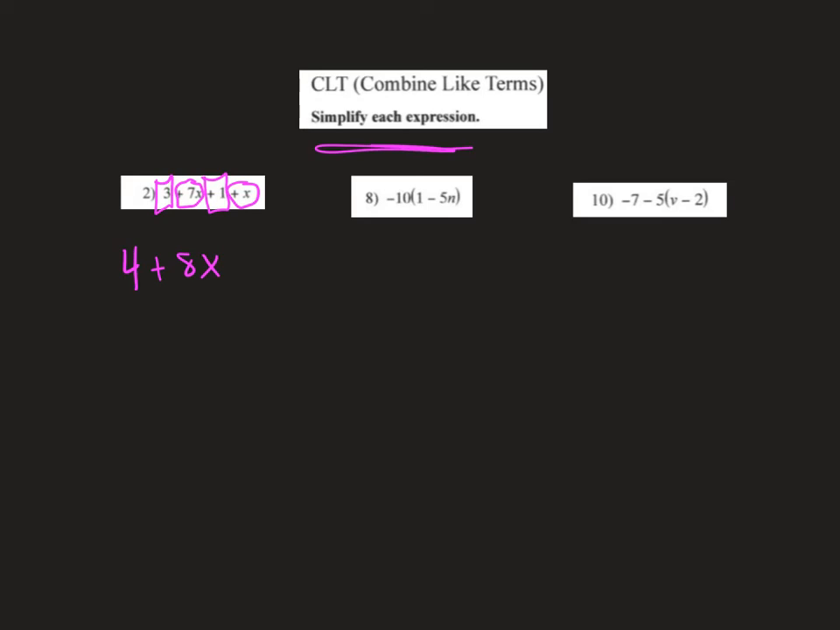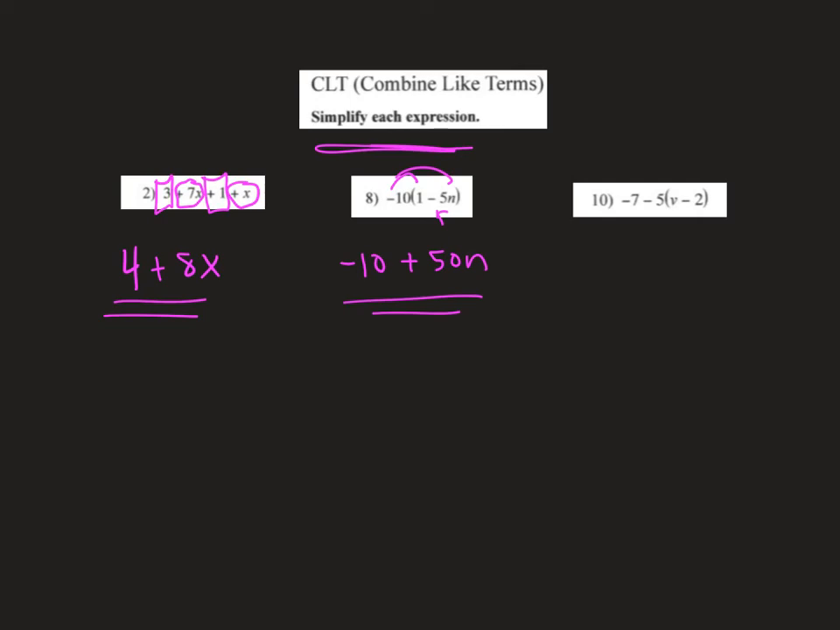Moving on to number 8. Well, I see that we have some distribution, right? I see parentheses. I think distribution, so we're going to multiply that negative 10. So negative 10 times 1 is negative 10. And then negative 10 times a negative 5 is a positive 50, right? But it's 5n, so it's positive 50n. And then there's nothing to combine there. So these are our final answers here.